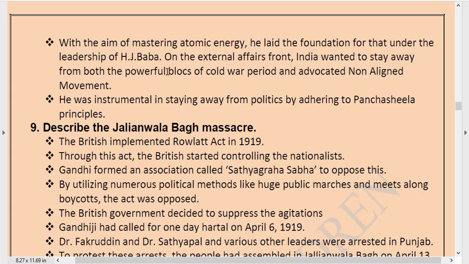India wanted to stay away from both the powerful blocs of the Cold War period and advocated the non-aligned movement. He was instrumental in staying away from power politics by adhering to Panchsheel principles.